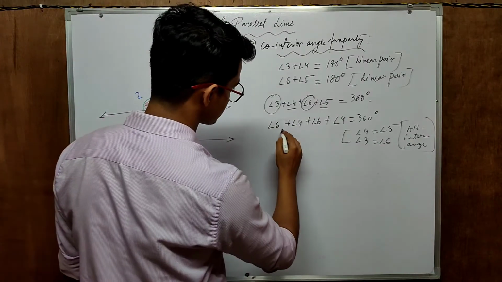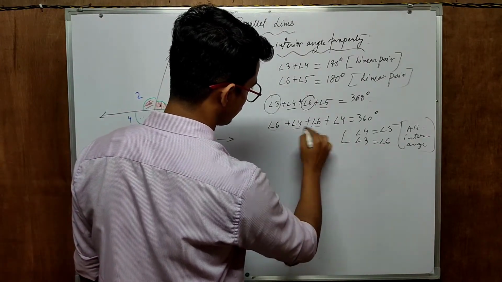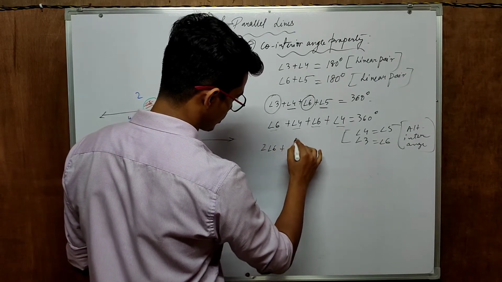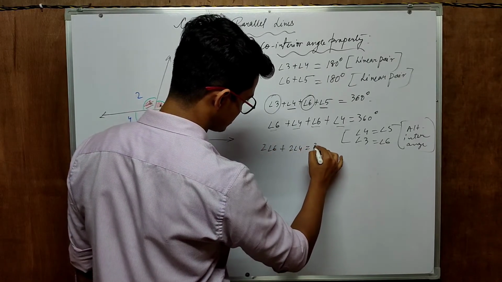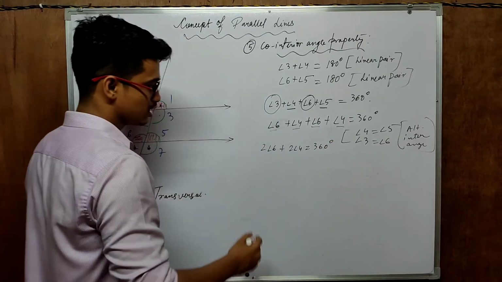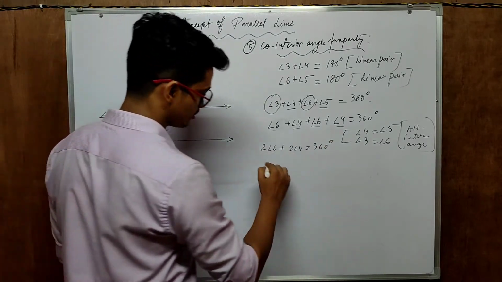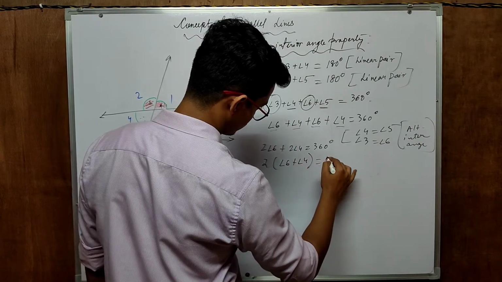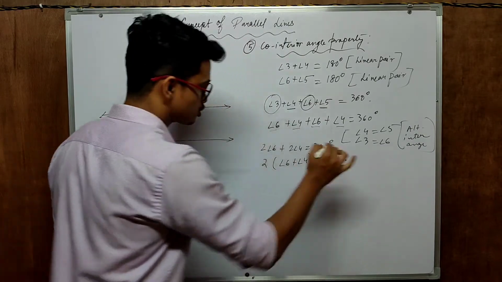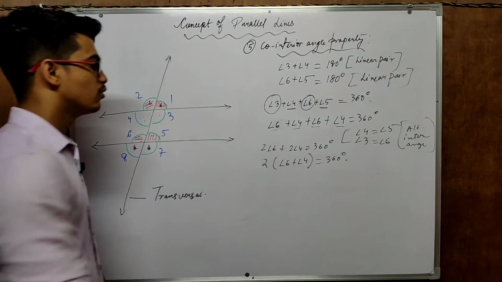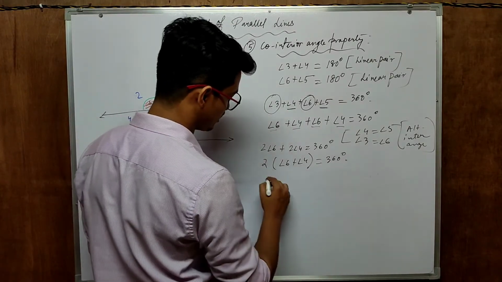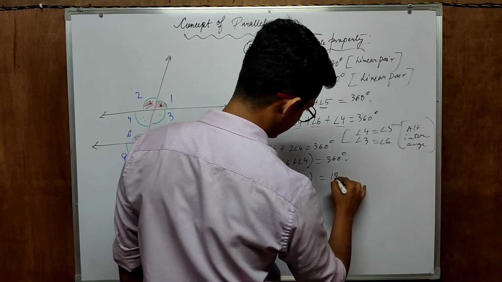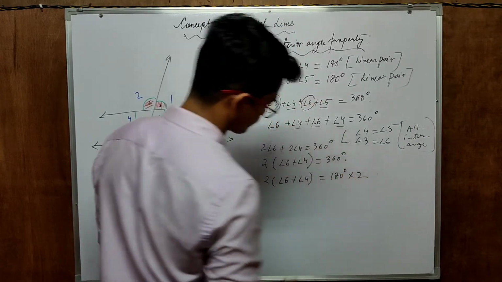So now if you see angle 6 plus angle 6 and angle 4 plus angle 4, that means twice angle 6 plus twice angle 4 equal to 360 degrees. So we can take 2 as common: angle 6 plus angle 4 equal to 360 degrees. After that, what can we do? We can write 360 degrees as angle 6 plus angle 4 equal to 180 degrees into 2.